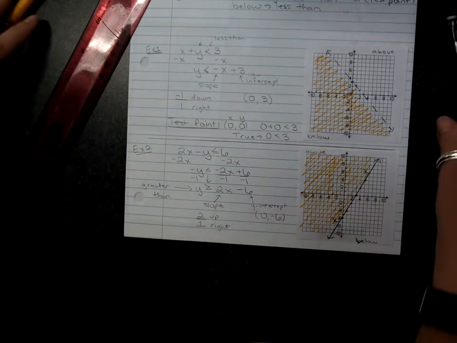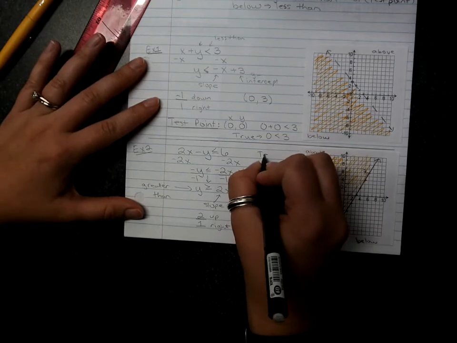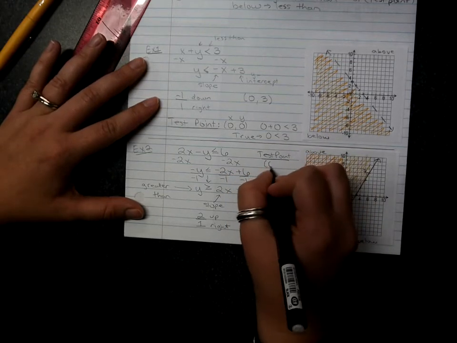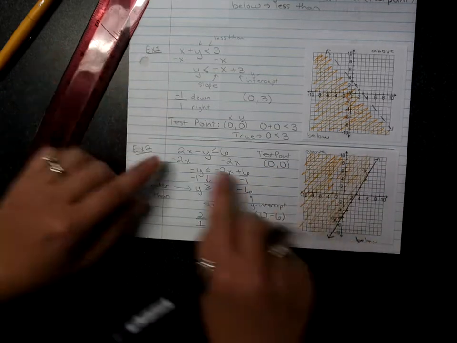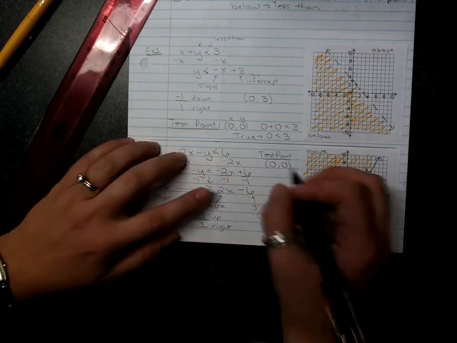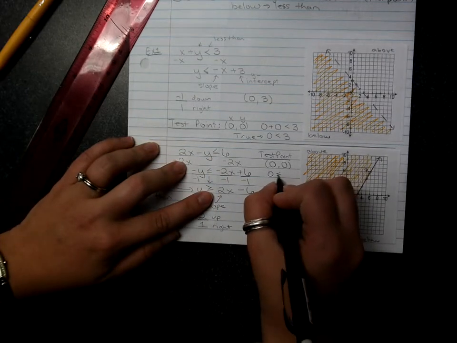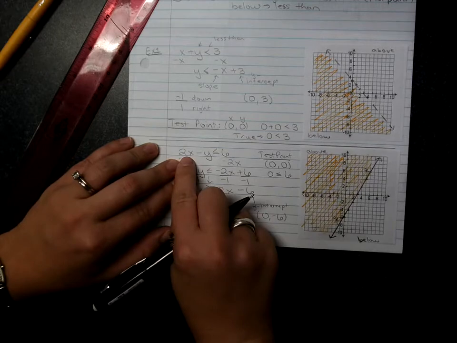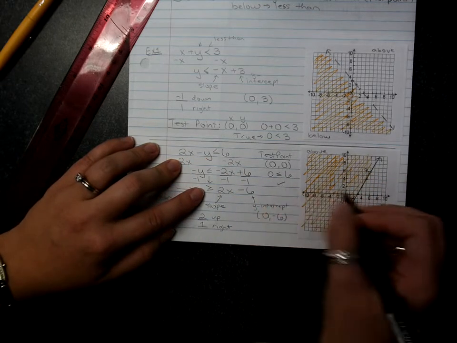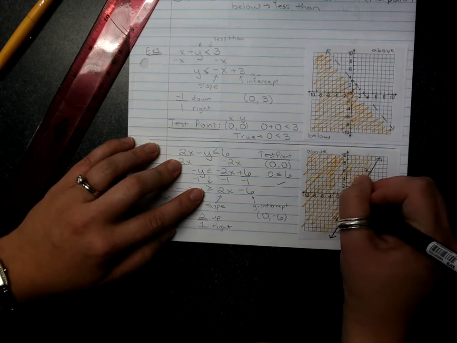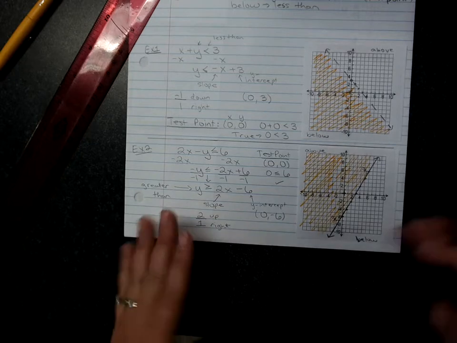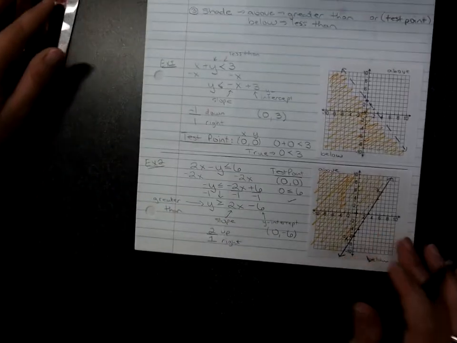And if you want to use a test point, you can. So if you don't like the above and below thing, you can use a test point. Like I say, I like to use 0, 0. I plug in 0 for x and 0 for y into the original equation. 0 is less than or equal to 6, because this would be 0 minus 0. 0 is less than 6. That's true. If it's true, that's where you shade. And so you'll notice we shaded 0, 0. So test point or above and below, whichever makes sense to you.